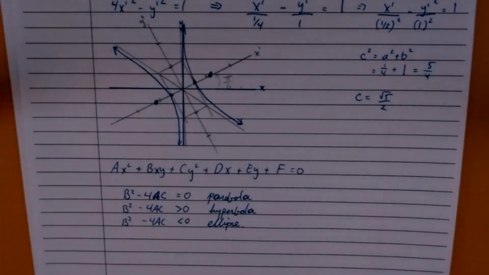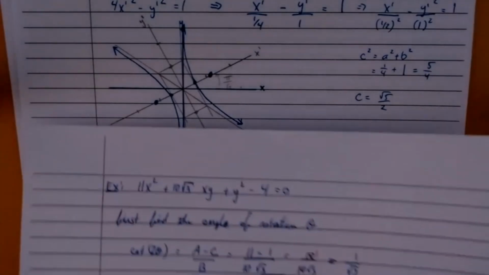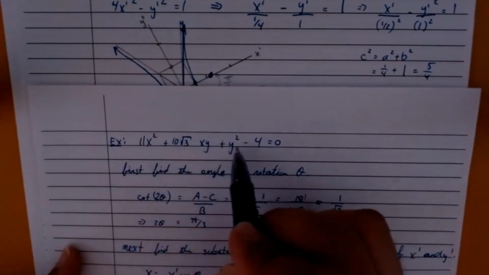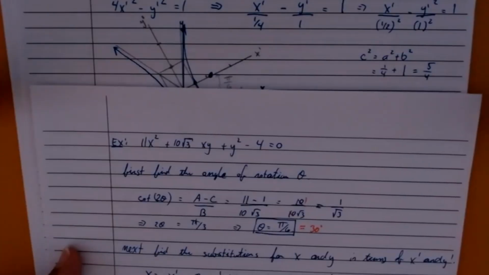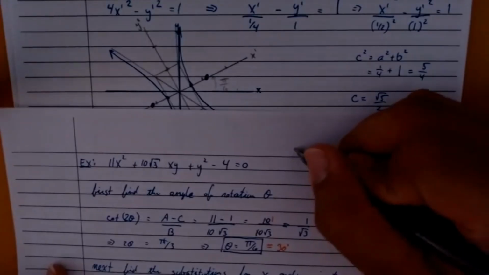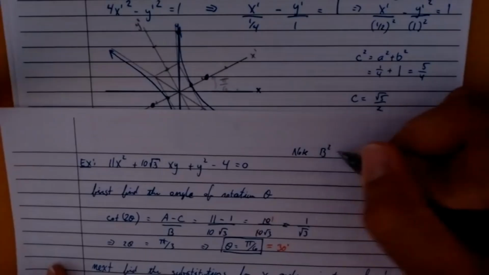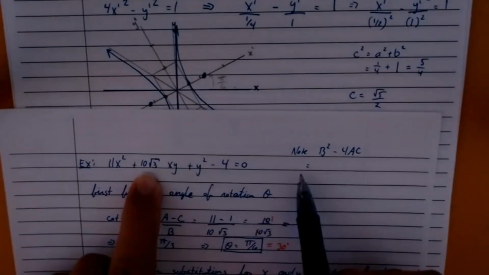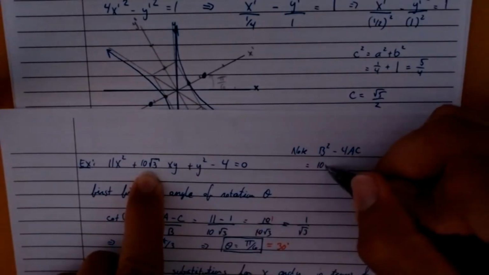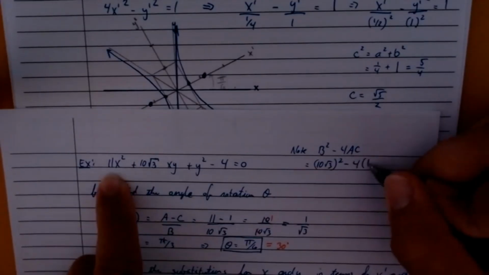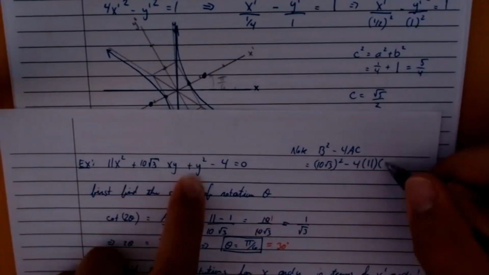So if you go back to our previous question, before we did any of our computations, just at the very beginning, we had 11x squared plus 10 root 3 xy plus y squared minus 4 equals 0. If we find b squared minus 4ac, well, that's your b, so let's square it. 10 root 3 squared minus 4 times our a, which is 11, times c, which is 1.